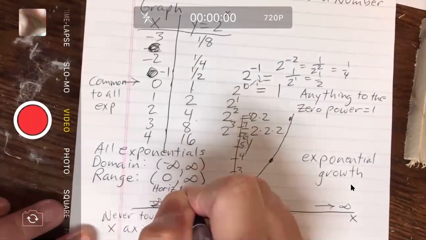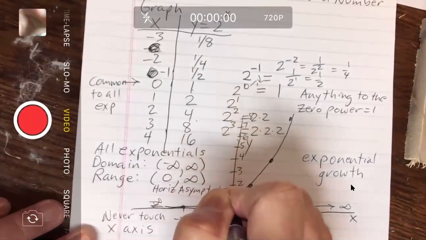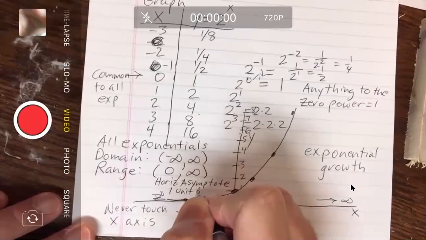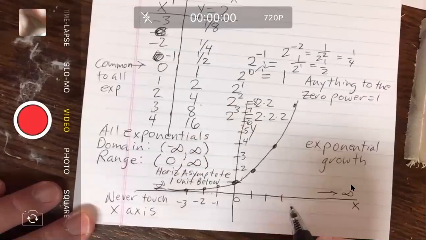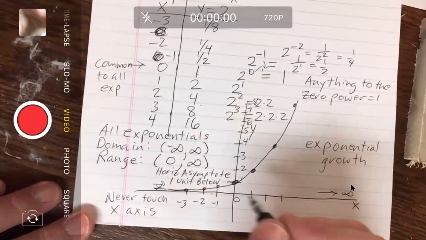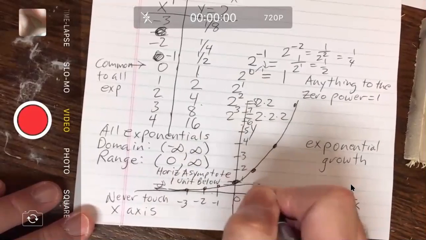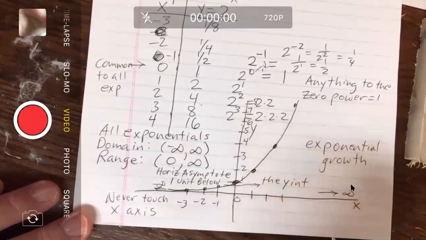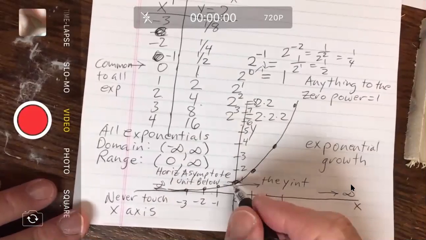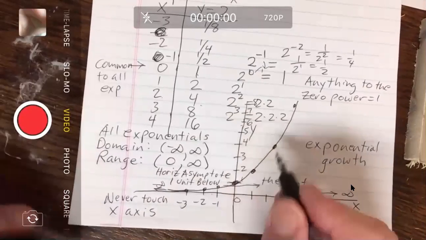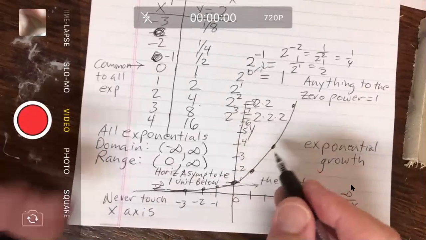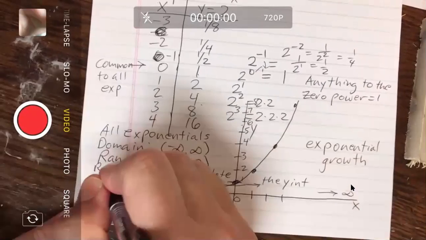The horizontal asymptote is 1 unit below the y-intercept. And that range is going to start from there. Now, it could be flipped down and it might go from negative infinity up to it or something. You have to read this from the graph.